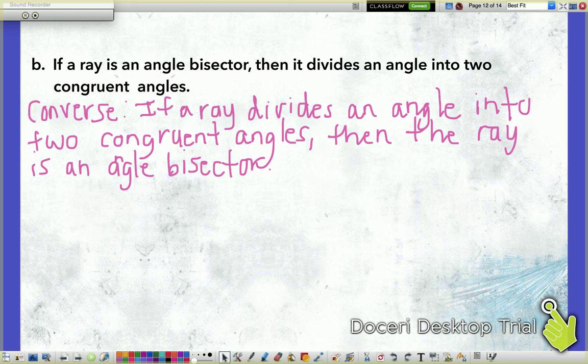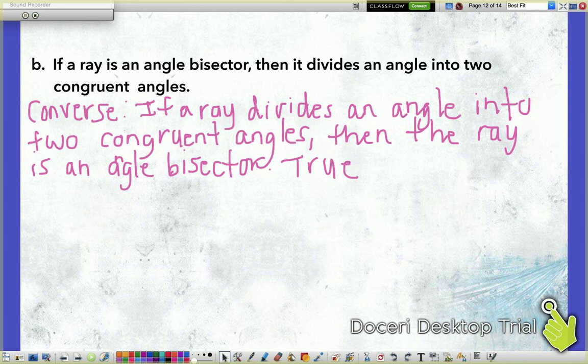So notice that I inserted the word ray because if I say if it divides an angle into two congruent angles, then the ray is an angle bisector, I want to make sure that we know I'm talking about a ray in the beginning. If a ray divides an angle into two congruent angles, then the ray is an angle bisector. Okay, that is a true statement. How do I know that? Because I do. And you will get to know this stuff too. It just takes time.